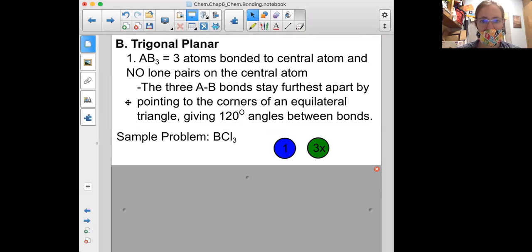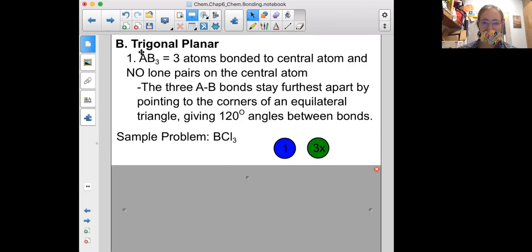Okay, a second shape is called trigonal planar. The simplified chemical formula for that is AB3. So you have a central atom with three atoms bonded to it. I don't know if my face is covering that up. So three atoms bonded to it. There are no lone pairs on this central atom. So when you draw the Lewis structure of it, you don't see any pairs of dots around it.